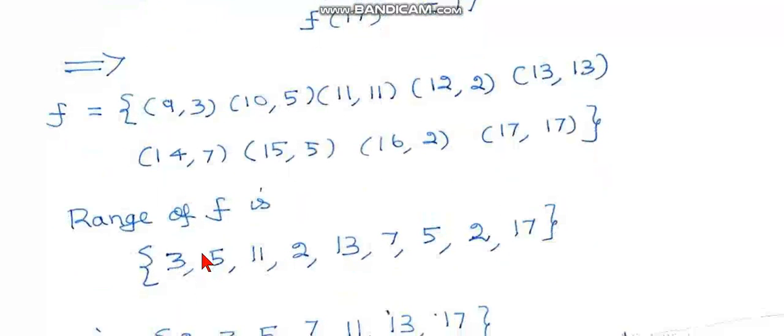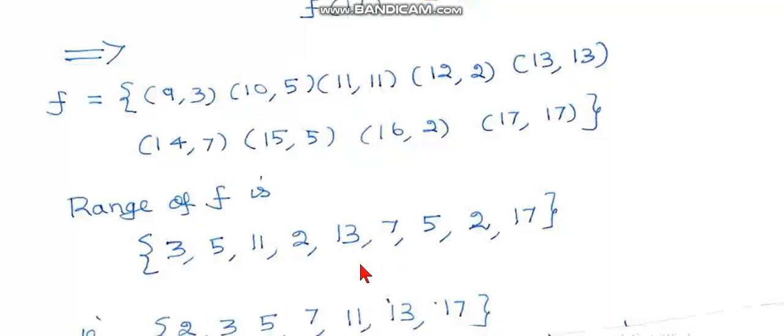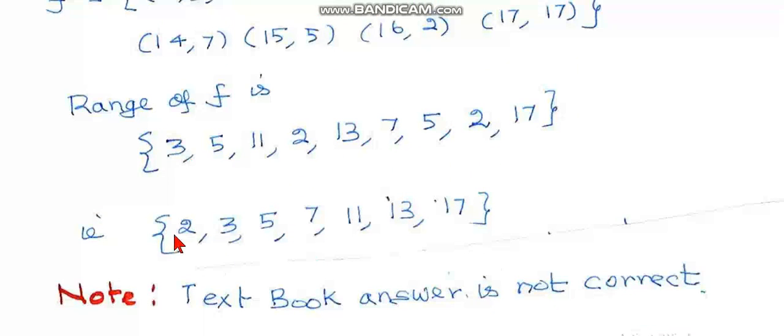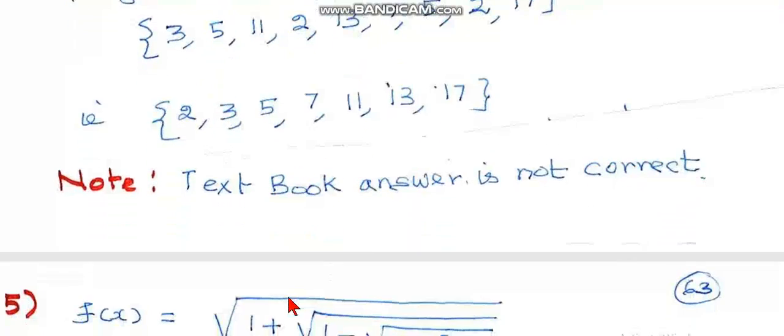What is the range of f? 3, 5, 11, 2, 13, 7, 5, 2, 17. That is the range. Without repetition, it is 2, 3, 5, 7, 11, 13, 17. So that is the range of f. The textbook answer is not right there.